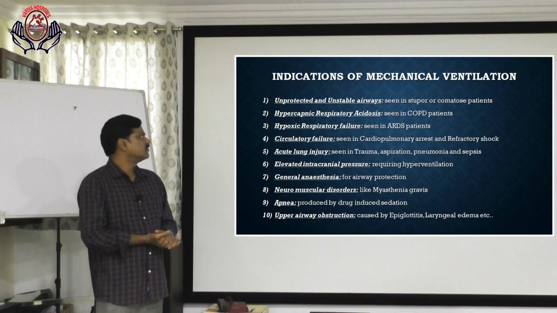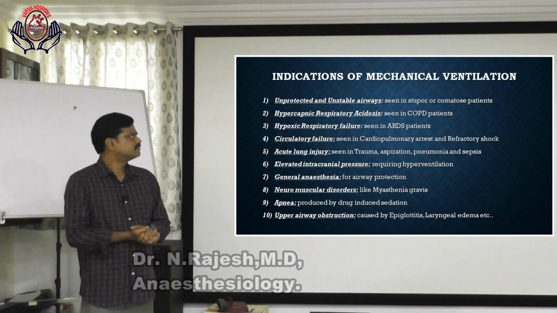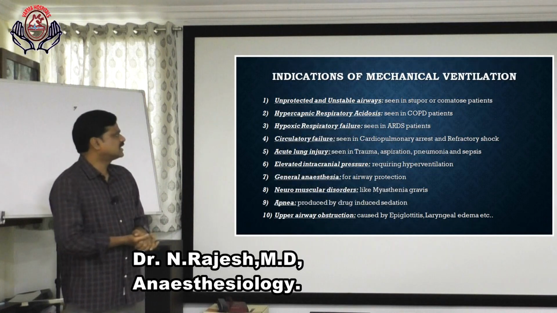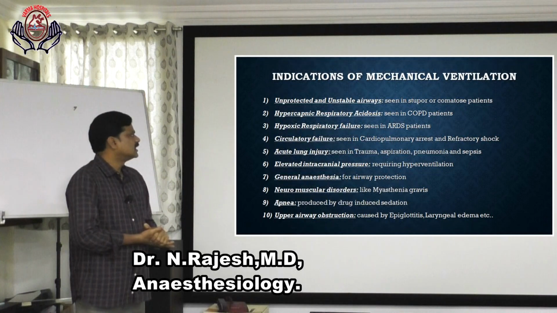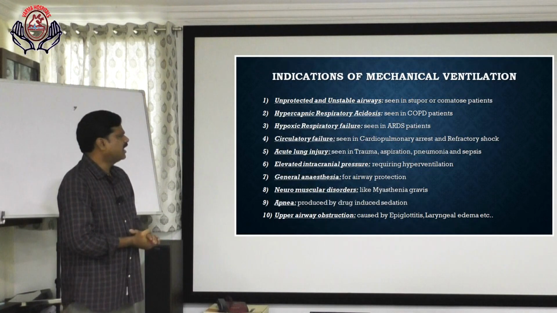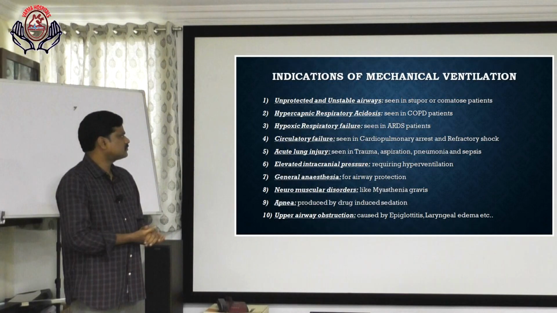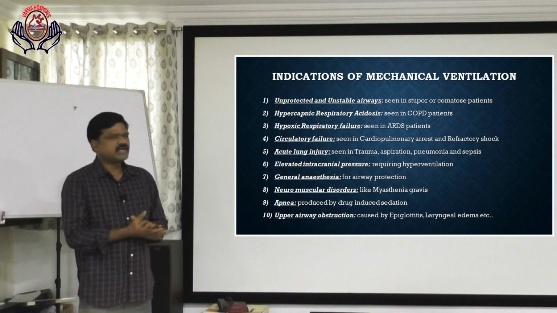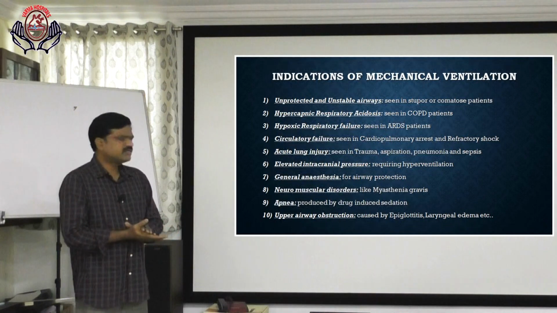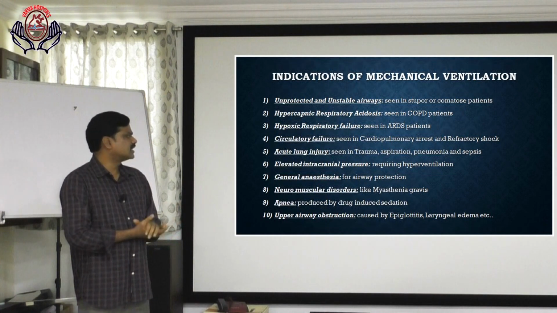Indications of mechanical ventilation: unprotected and unstable airways seen in stupor or comatose patients, hypercapnic respiratory acidosis seen in COPD patients, hypoxic respiratory failure seen in ARDS patients, circulatory failure seen in cardiopulmonary arrest and refractory shock, acute lung injury seen in trauma, aspiration, pneumonia, and sepsis, elevated intracranial pressure requiring hyperventilation, and general anesthesia for airway protection, neuromuscular disorders like myasthenia gravis, apnea produced by drug-induced sedation, upper airway obstruction caused by epiglottitis and laryngeal edema.